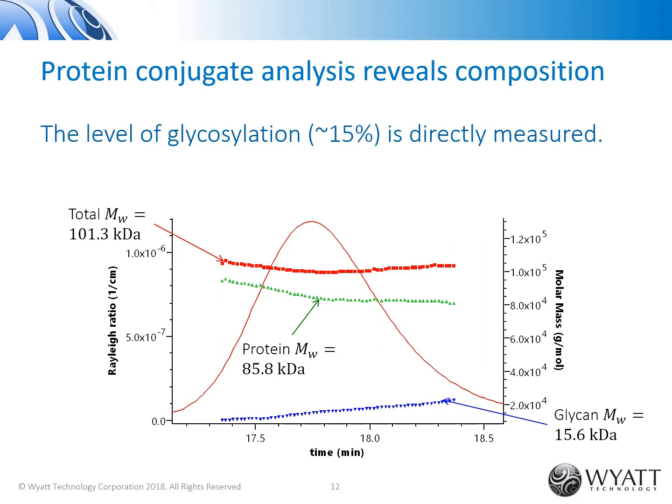If we go back to our previous example, we can see that applying protein conjugate analysis gives us the right answer. When we use both concentration detectors, we can separate the protein part from the glycan part. Here we see the protein molar mass is 85.8 kilodaltons, which is exactly what we expect for the monomer. And then we have an additional 15.6 kilodaltons of glycan, making the total molar mass 101 kilodaltons.